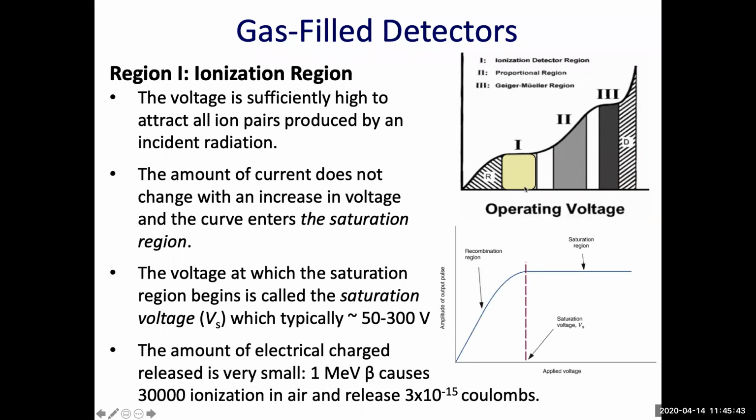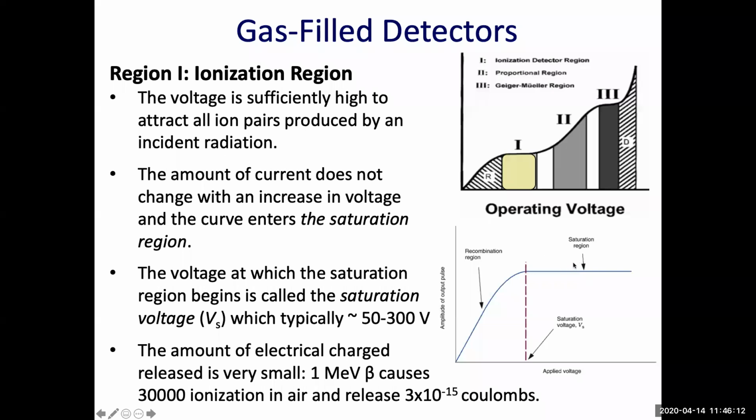Region 1 is called the ionization region. When the voltage becomes sufficient to cause complete collection of all of the charge or primary ion pairs produced, the curve enters a plateau called the saturation region. This means that all primary ion pairs produced by the incident radiation have been collected. This is the plateau here.